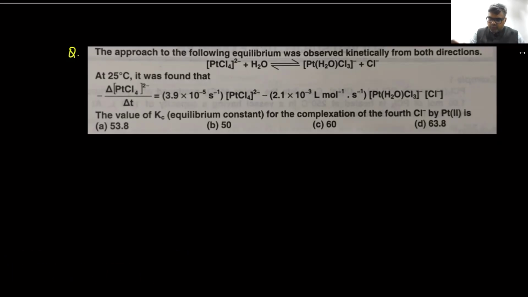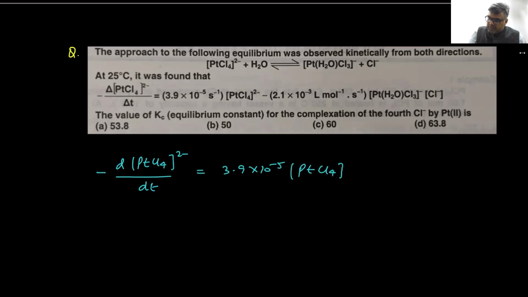Since the rate of the reaction is given to you, let me first write it: minus d[PtCl4 2-]/dt, with the minus sign, is equal to 3.9 × 10^-5 [PtCl4 2-]. This is for the forward reaction because PtCl4 2- is the reactant for the forward reaction. So this can be written as the rate constant of the forward reaction Kf, minus 2.1 × 10^-3 into [Pt(H2O)Cl3 -] into [Cl-].